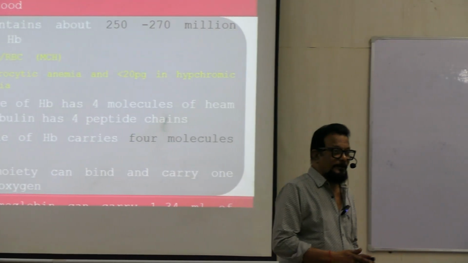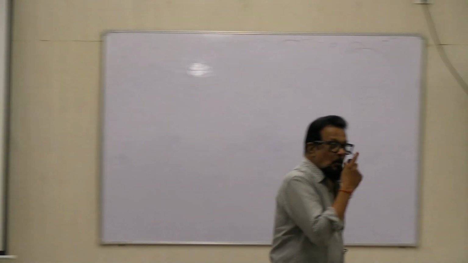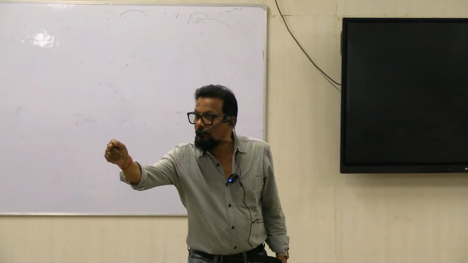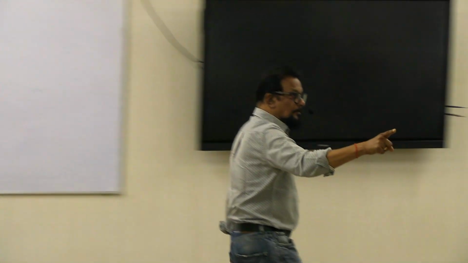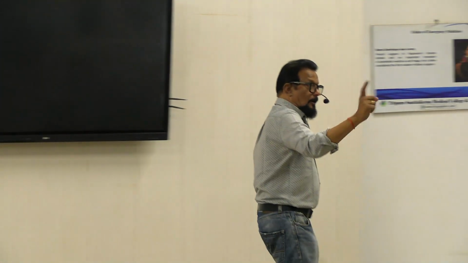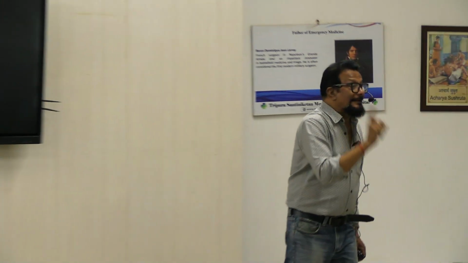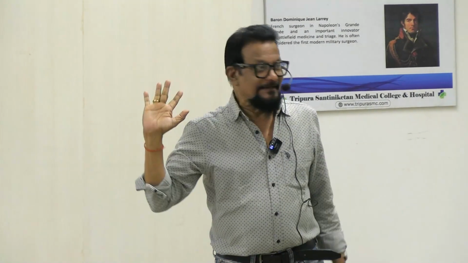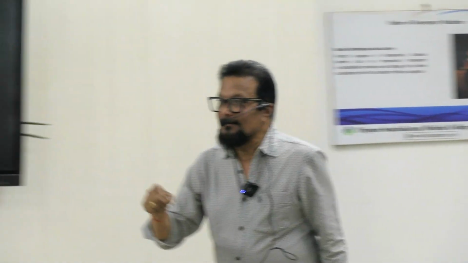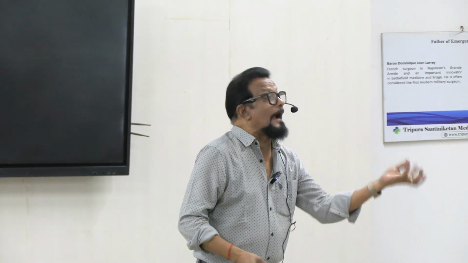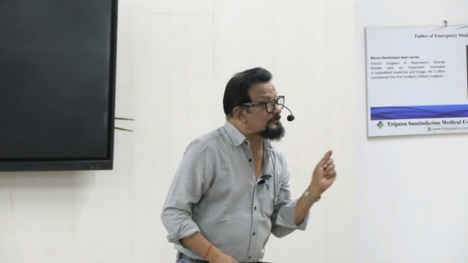Another important thing, now you can calculate. 1 gram of hemoglobin, whose main function is to carry oxygen, can carry how much? 1.34 milliliter. Now you can calculate: if I take 100 ml of your arterial blood, how much oxygen will it be carrying?